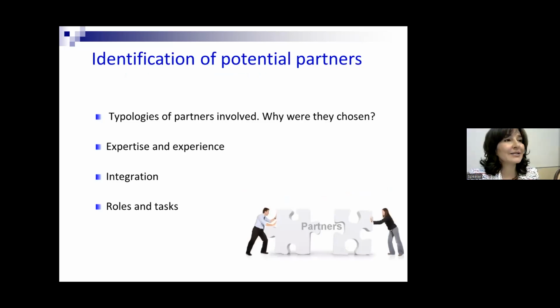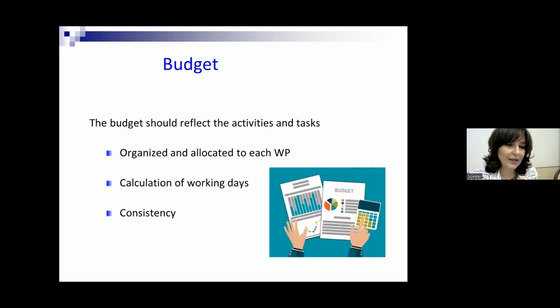And then the partners, because of course these are international projects and they are based on an international partnership, and each partner is there to provide something, to contribute to achieving the project results. And the budget. The budget has to be organized so as to reflect the activities that are planned for the project, and each partner will be allocated a specific budget on the basis of the tasks they will carry out.